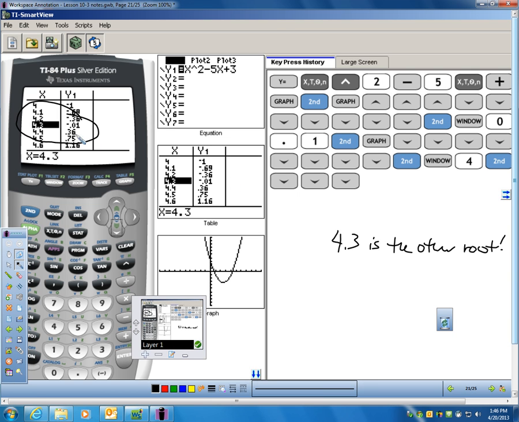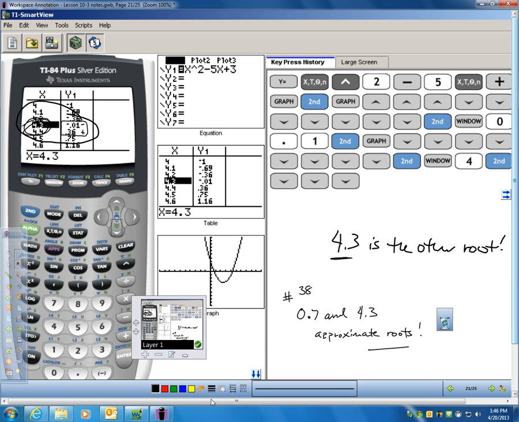The second root is between 4 and 5, so I arrowed down between 4 and 5, and again I saw right here we're going from the negatives to the positives. 1 hundredth is closer to 0 than 36 hundredths, so 4.3 is the other root. So it looks like 0.7 and 4.3 are the approximate roots. Okay, those are the approximate roots to number 38.